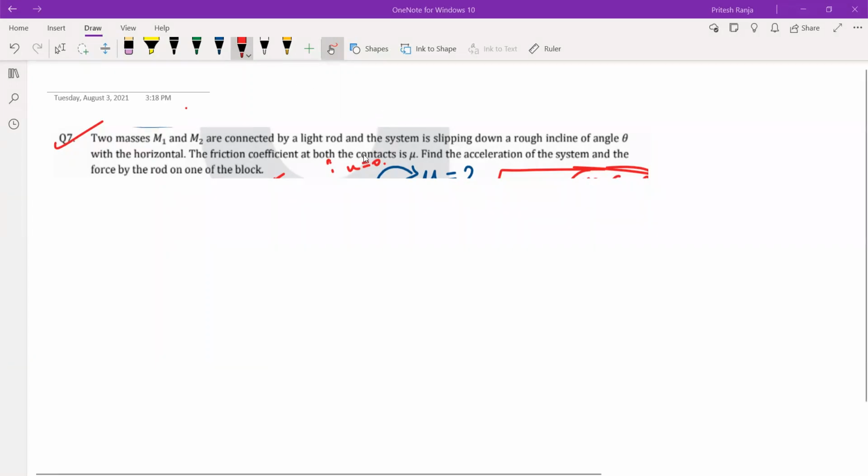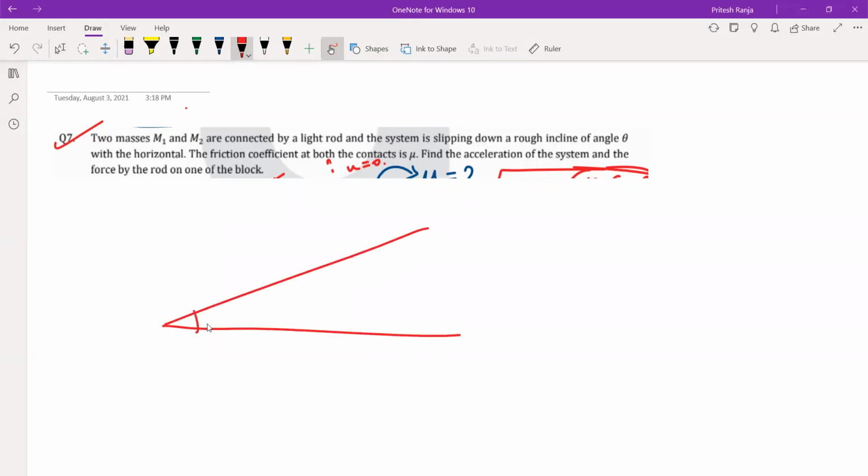So two masses here are connected by a light rod, and the system is slipping down a rough incline of angle theta with the horizontal. So we have the arrangement like this. Friction coefficient at both these contacts is mu. So we have two masses, let us say M1 and this is M2. And this is a light rod. Light rod means there is no mass of this rod.